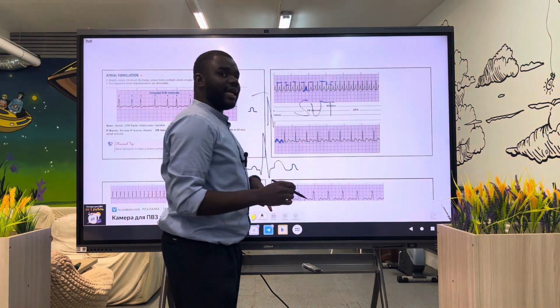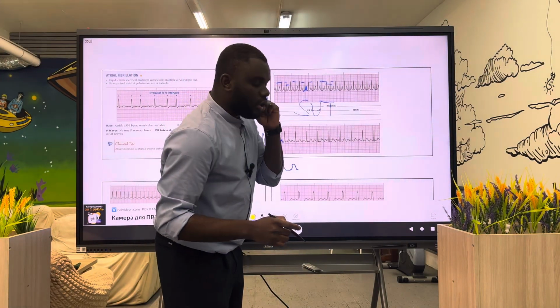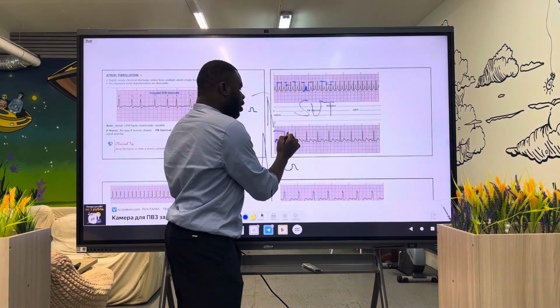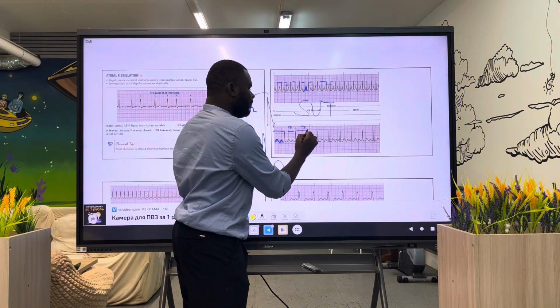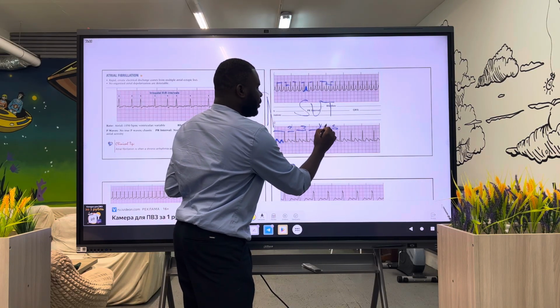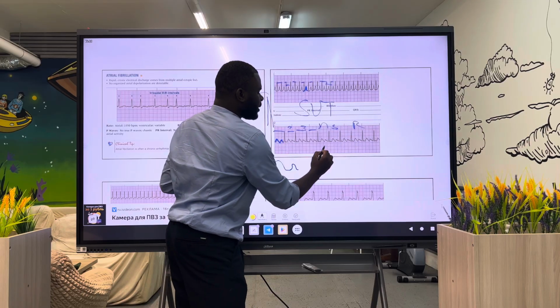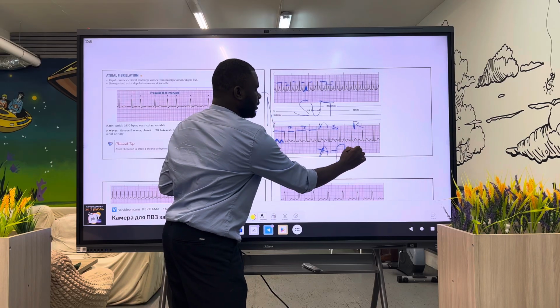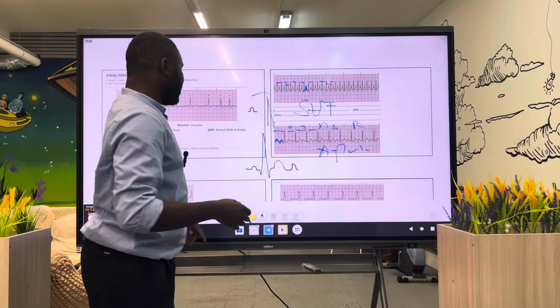So what do we have here? Is it sinus or non-sinus? Non-sinus. Is it regular or irregular? Here we have three boxes in between each of them. It is what? Regular. So it is non-sinus and it is regular. So we know that it's what? Atrial what? Flutter. Sawtooth formation, immediately as we say.